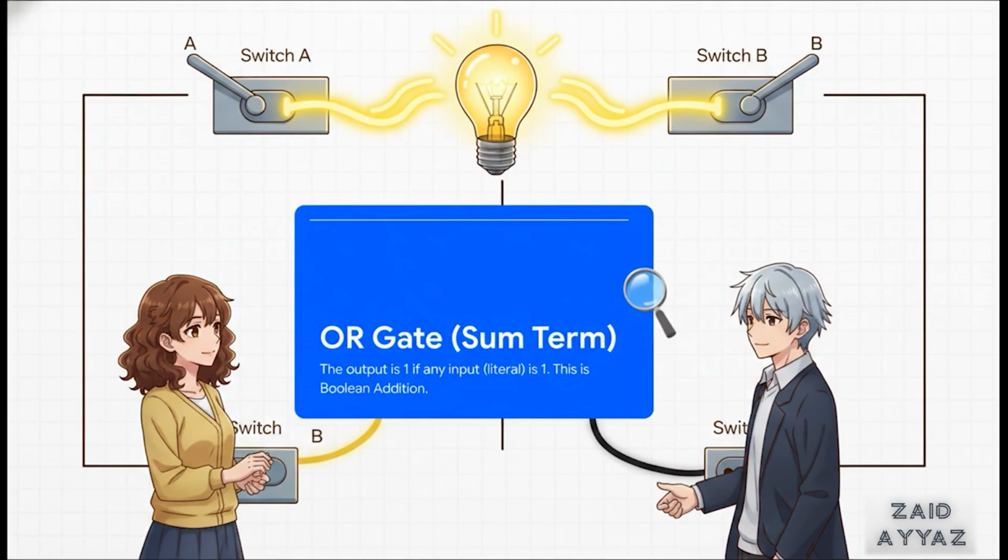Now the OR gate, this one's a lot more laid back. Let's imagine those same two switches, but this time they're wired up side by side, in parallel. Now all you need to do is flip switch A or switch B, and boom, the light comes on. And of course, flipping both of them on works too. The only way you get a false output, no light, is if both switches are off.